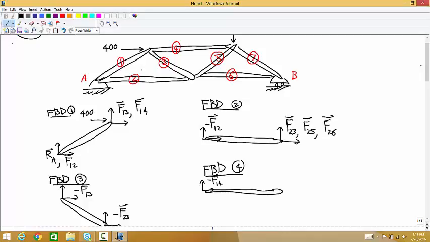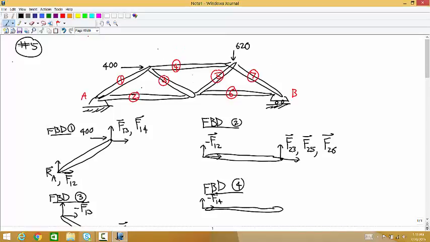So member 4, over on its right side, it's the lowest numbered member at that joint, so we have the 620. And then we have the force on 4 by 5, and the force on 4 by 7.